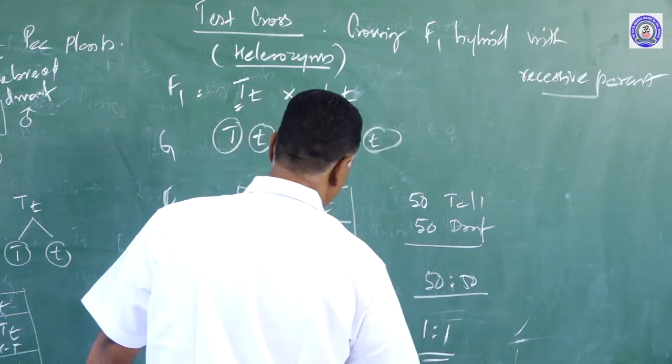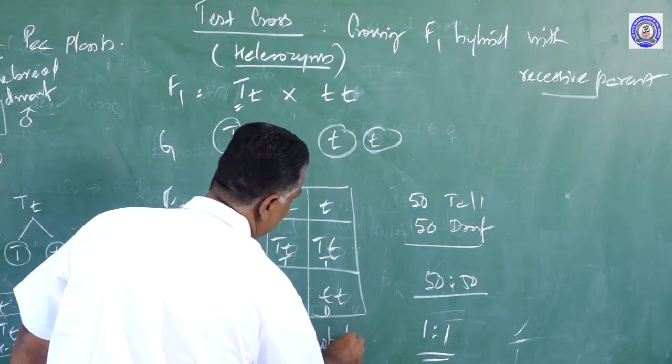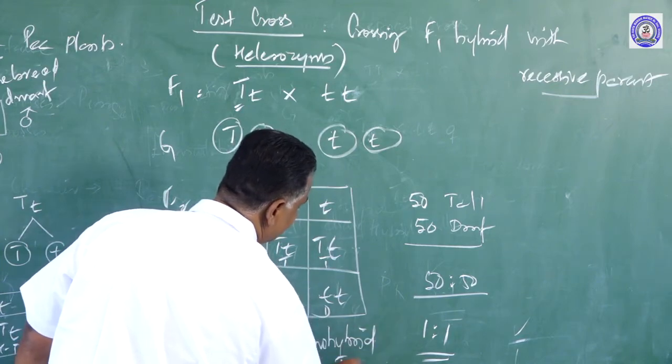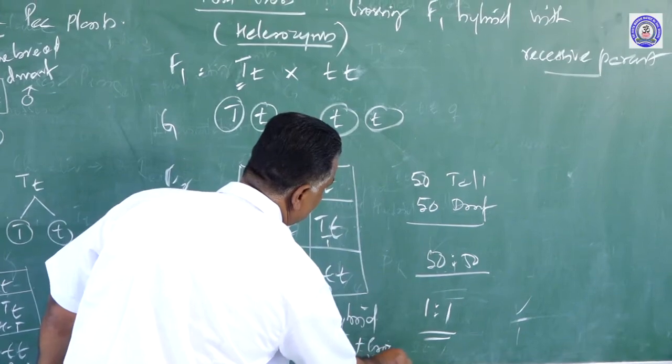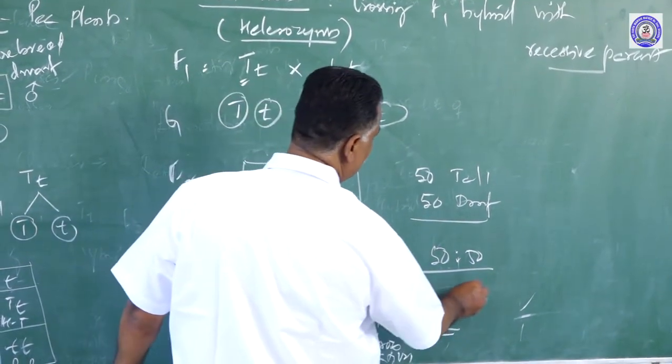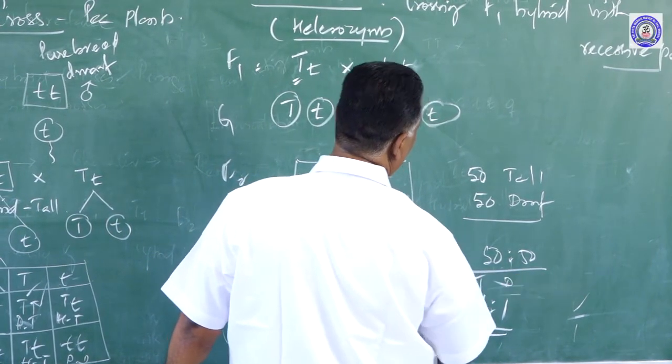So, monohybrid test cross ratio. Monohybrid test cross ratio is 1:1. One hybrid tall, one dwarf.